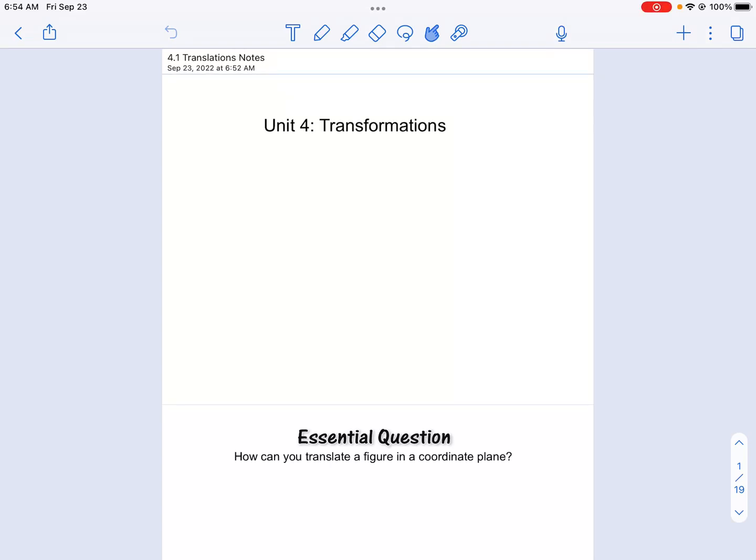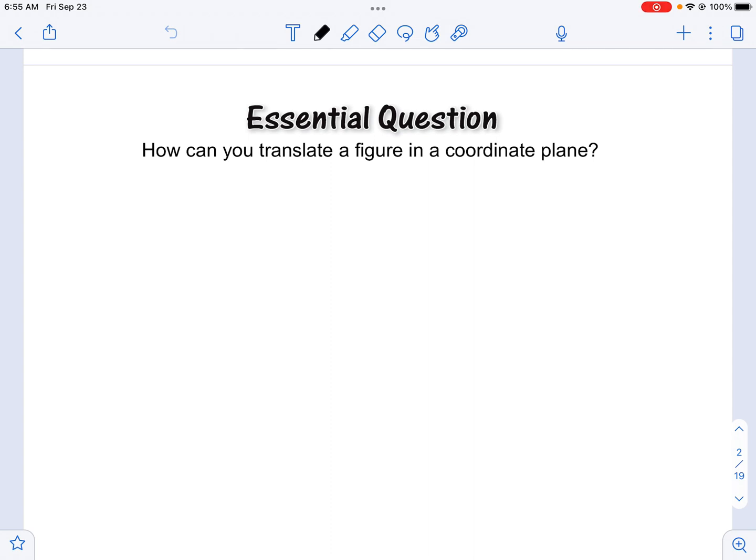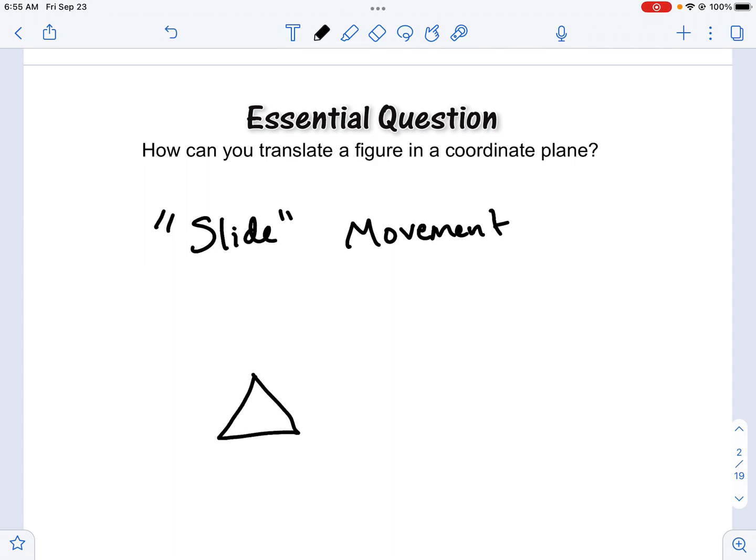All right, guys, hello. We are starting Unit 4, Transformations today. And we're going to be focusing on translations today. Now, translations are also known as a slide movement. And that's because when we do this movement, we're basically taking some shape and we're sliding it. That's basically the way to think about it. We're just kind of moving this thing here. It stays the same size, same shape, everything else. It just slides.